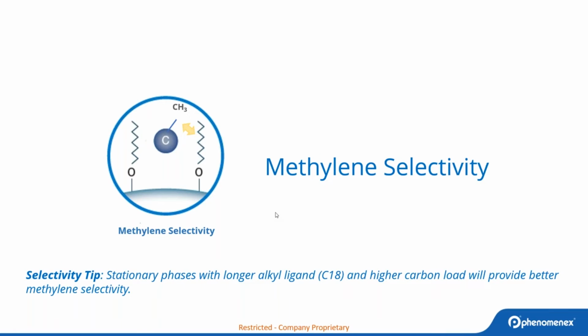Apologies about that. Methylene selectivity is the next one that we're going to be looking at. A selectivity tip here is that stationary phases with longer alkyl ligands, C18, and higher carbon loads will provide better methylene selectivities.